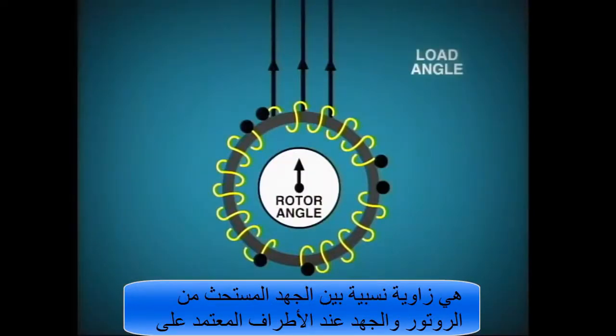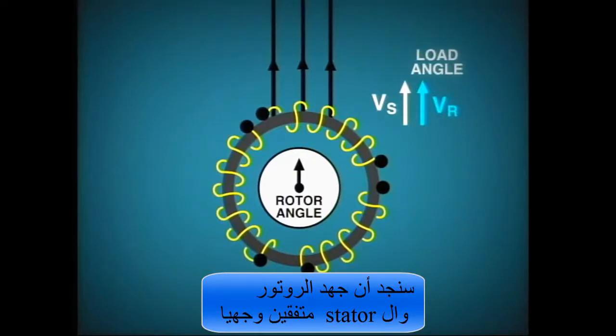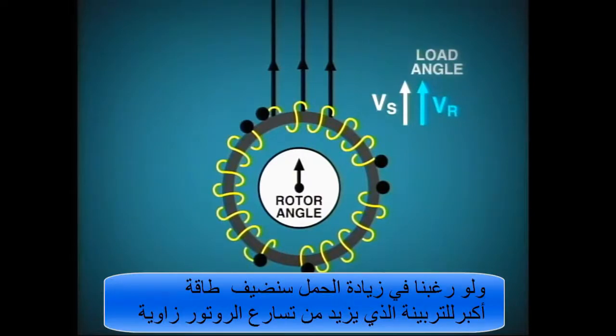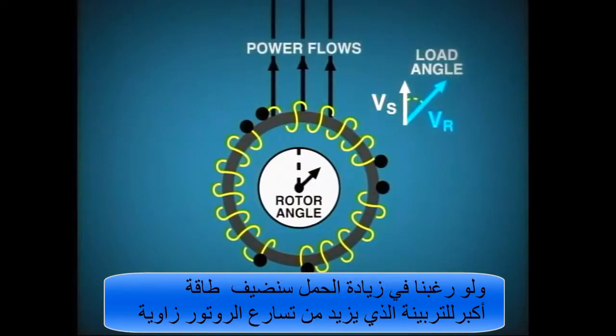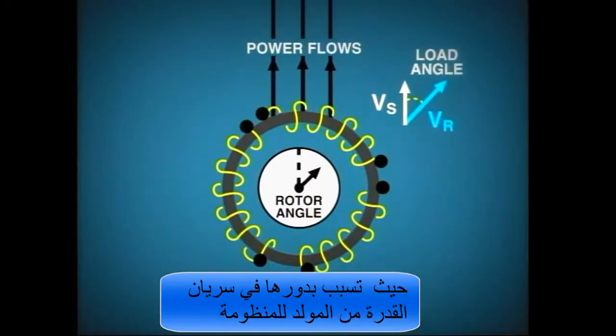This is the relative angle between the induced voltage due to the rotor and the terminal voltage, which is dependent upon the power system. This diagrammatic representation shows the situation at zero load. The rotor and the stator voltage are exactly in phase. If we wish to increase the load output from the unit, we add more energy to the prime mover. This initially accelerates the rotor so that it moves ahead in phase. There is now a power angle or load angle created between the rotor and the stator voltage. This in turn causes power to flow from the generator into the system.